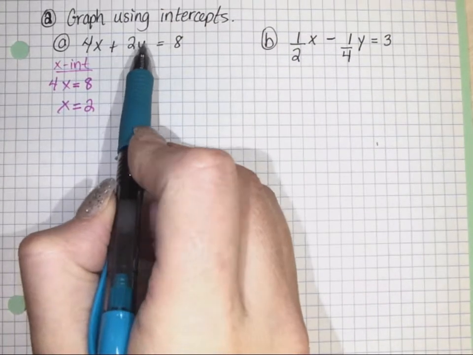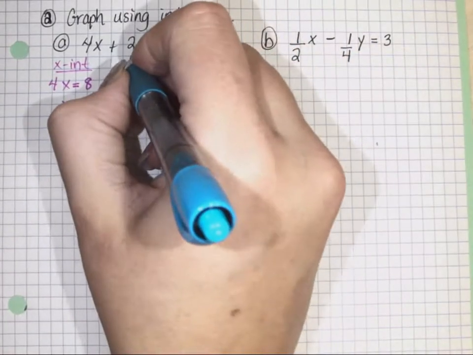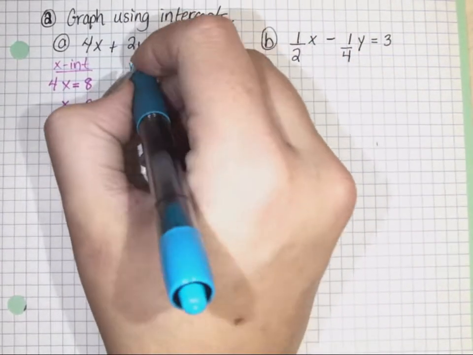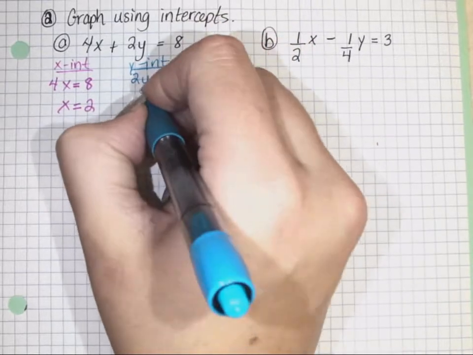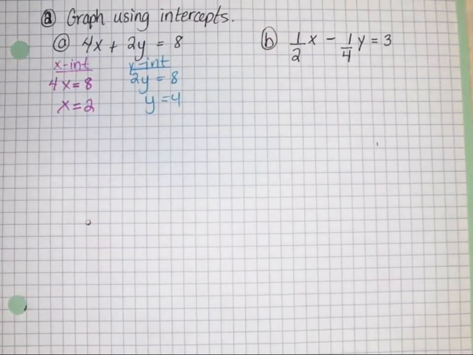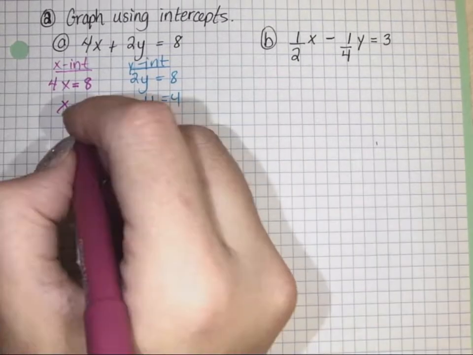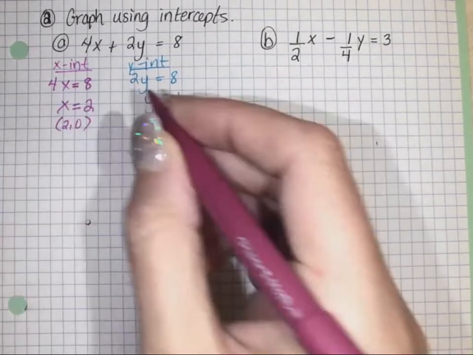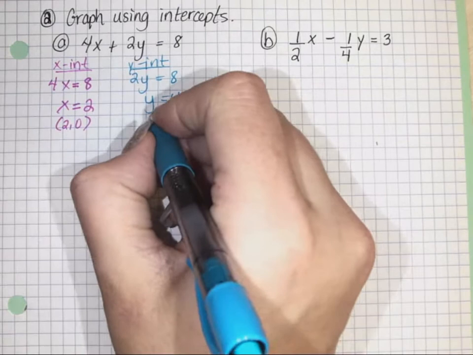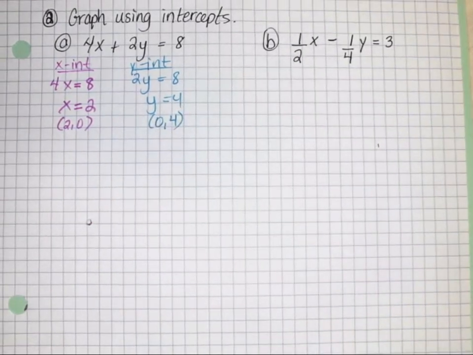Y-intercept, I take positive 2y, and I set that equal to 8, divide by 2, y is 4. So there's your y-intercept. Of course, in ordered pair form this would be (2, 0), and in ordered pair form this would be (0, 4).